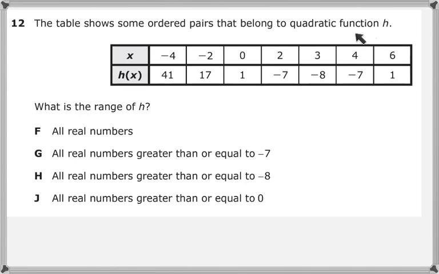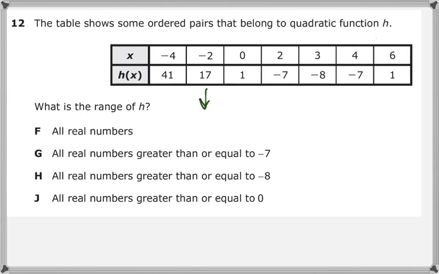And let's go ahead and look at our table values. As we can see, the x is going up, so it goes from -4, -2, 0, 2, 3, 4, and 6. So x is increasing from left to right according to the table. And if we look at our corresponding y values, or h of x values, we see that it's going down here. So at 41 to 17 goes down.